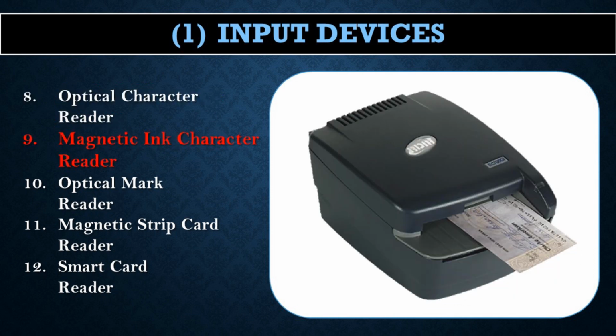Magnetic Ink Character Reader, MICR. MICR is mostly used in banks to recognize the character written at the bottom of checks with special magnetized ink that contains ferric oxide. These characters are used to identify the bank number and the customer account number. It can process 1,000 checks per minute.